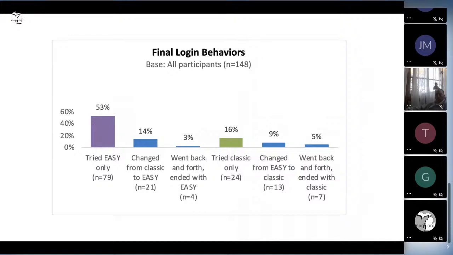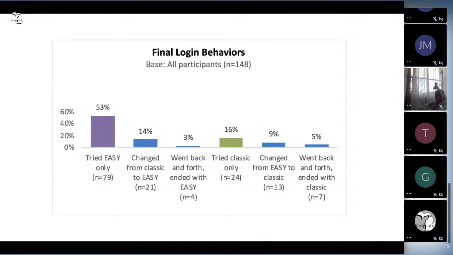And we also looked at their final login behaviors. So a lot of numbers here, but really we thought, okay, let's look at the last one, and that'll give us the last time they logged in at the end of the study, and that gives us a sense of where they landed.